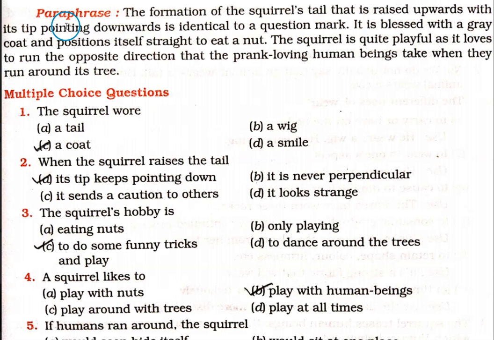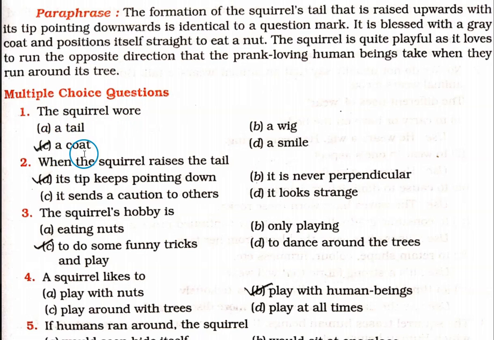This is the paraphrase of the entire poem. The formation of the squirrel's tail, raised upwards with its tip pointing downwards, is identical to a question mark. It is blessed with a grey coat and positions itself straight to eat a nut. The squirrel is quite playful as it loves to run in the opposite direction to the one that prank-loving human beings take when they run around its tree. Now these are multiple choice questions. I have already tick marked the answers.